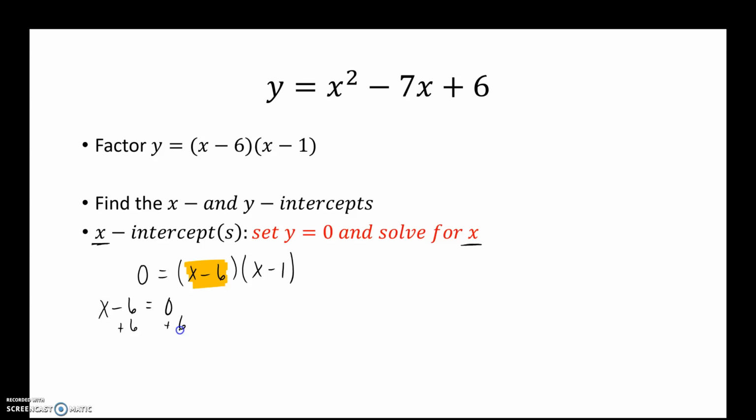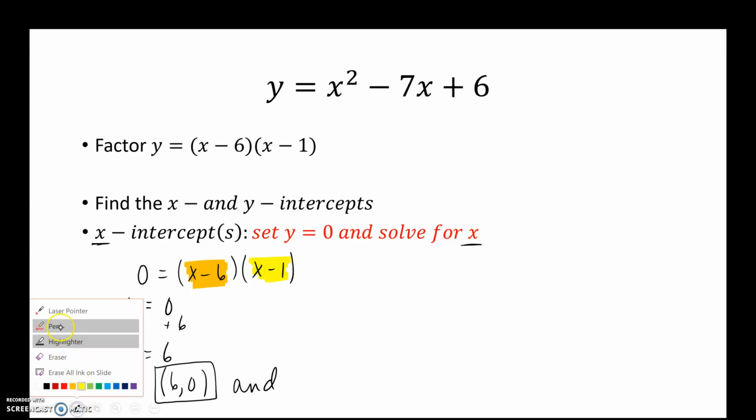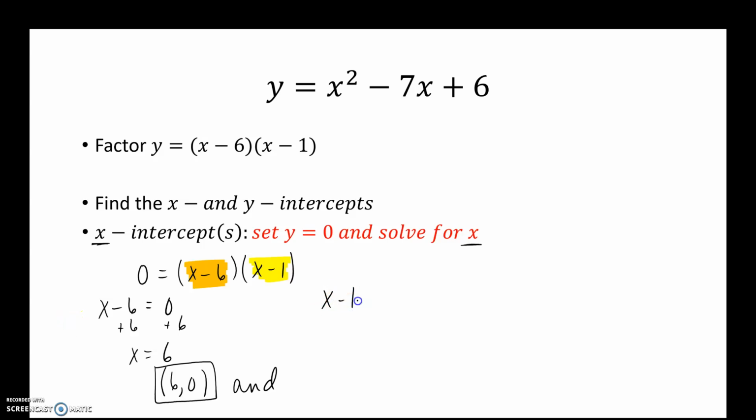How do I get x alone? I add 6 to both sides. So what ordered pair is this? X is 6 because y was set equal to 0, so that's (6, 0). So that's 1. Now I'm going to take my other factor. X minus 1 is equal to 0. I'm going to add 1 to both sides to get x alone. So my second x-intercept is 1, 0.